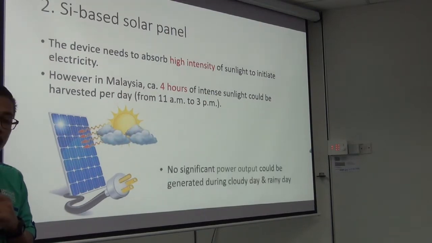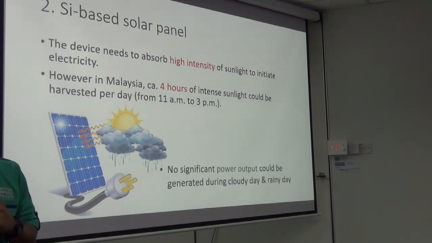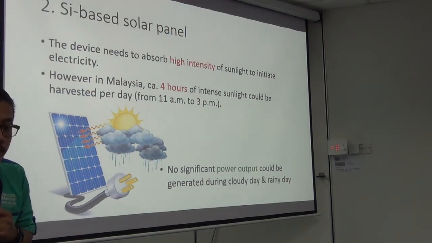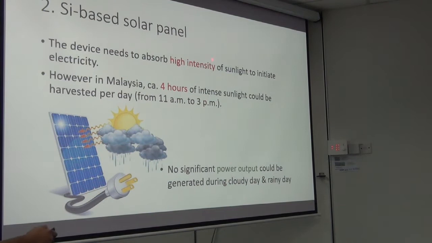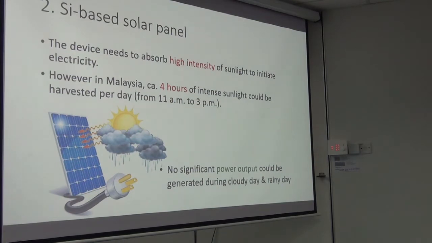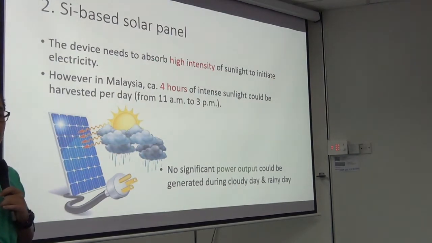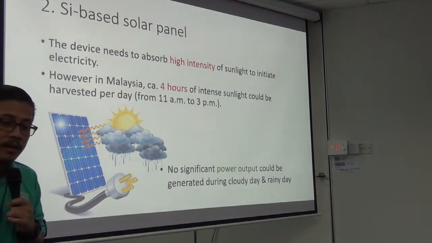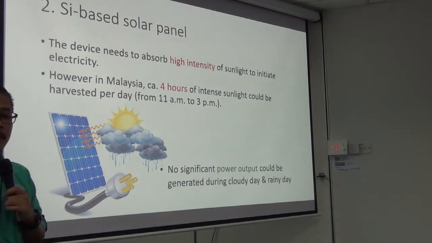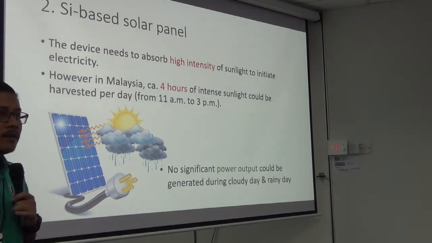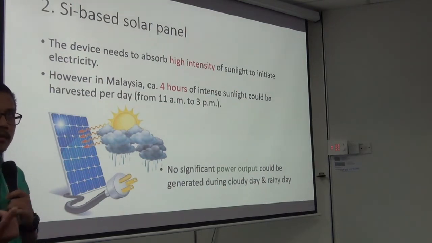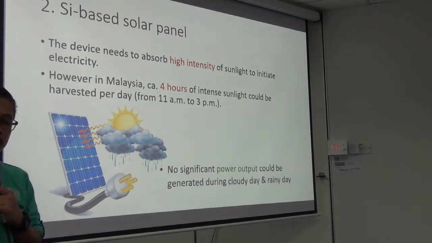So what happens if we have clouds or a rainy day? No significant output will be generated during a cloudy day or rainy day, because we want high intensity sunlight. Even though it is already 12 PM, if we have cloud or rain, we cannot generate any electricity. There is electricity generated, but so small that we consider it insignificant. It cannot be used to charge any battery or to light up any electrical appliances. So rain and clouds are the enemy of the photovoltaic technology. I mean the silicon-based technology. We need another type of technology.